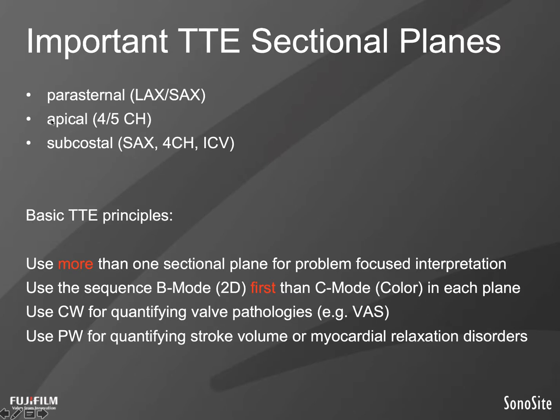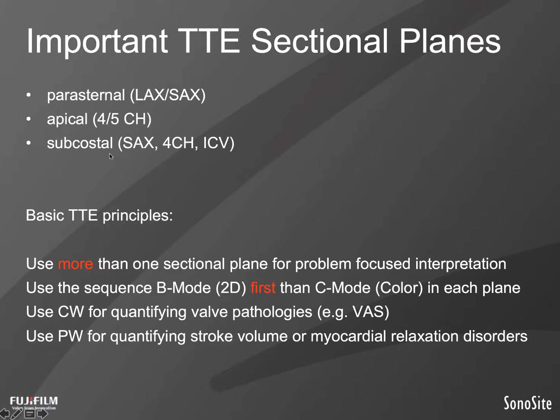Then turn over to the apical sectional planes, 4 and 5 chamber view, while turning the marker of the probe to the left patient's shoulder. While turning the marker 90 degrees towards the right shoulder, you can access 2 chamber view. While turning 110 degrees, you can access the 3-chamber view.